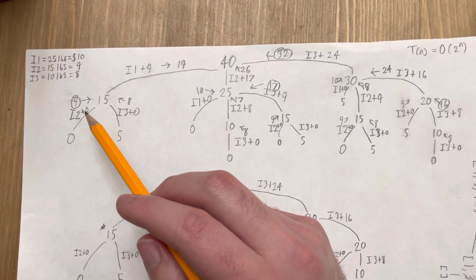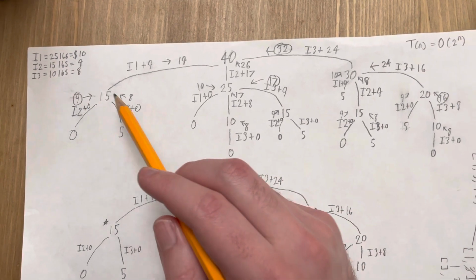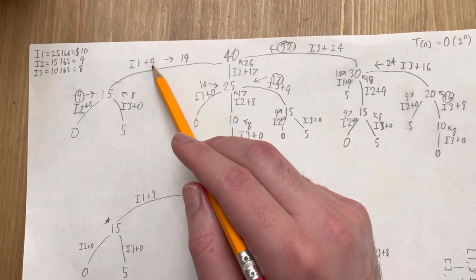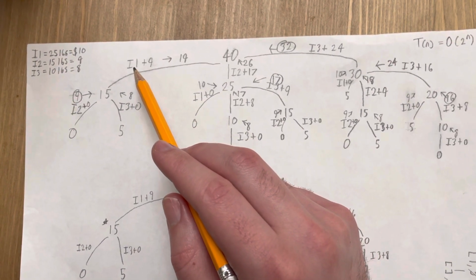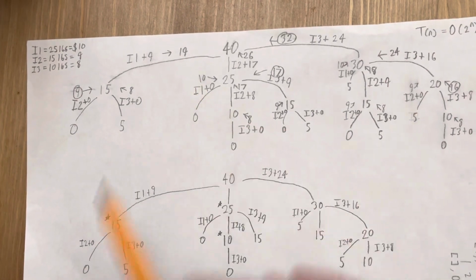So it'll be I2 plus 0, and then I3 plus 0, and then we'll choose the maximum out of those two values. So in this case, it would be 9. We'll return 9 up here. Then we're going to add our I1 value, which would be 10, giving us a total of 19.